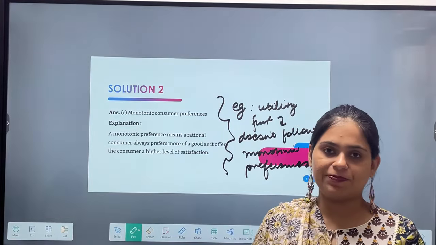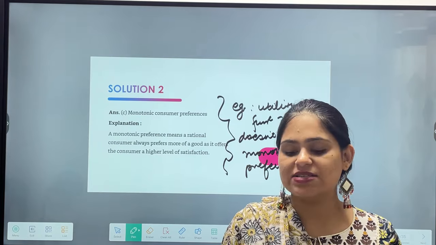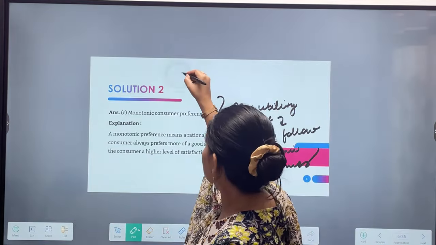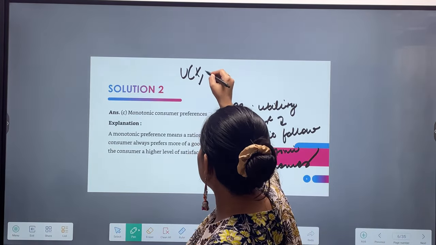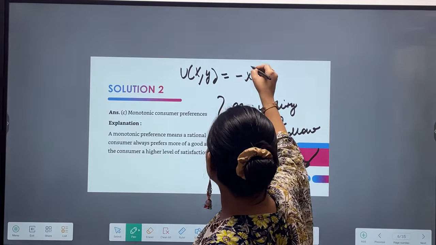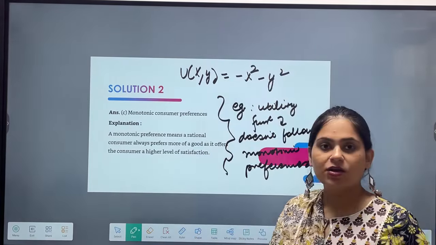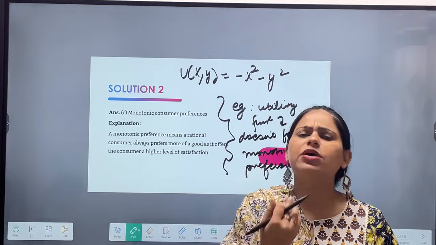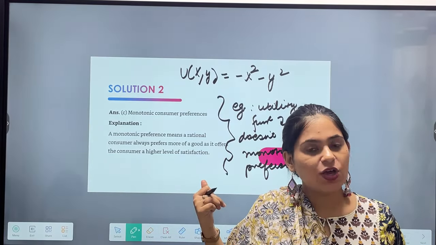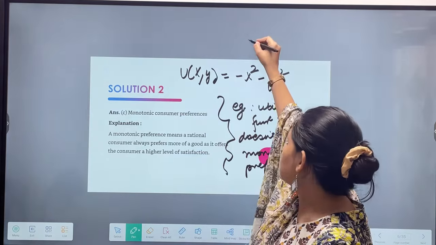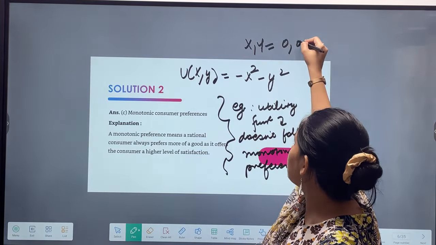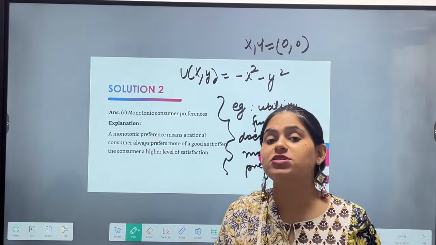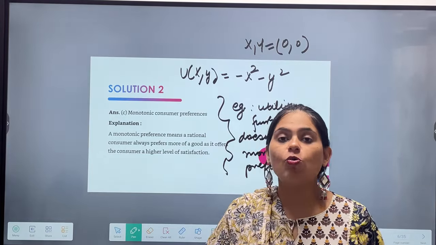One such example can be the example of bad goods, right? So if my utility function is like this, beta minus x square minus y square, so both x and y are bad goods for me. They are giving me negative utility. Any number of x and y you put, you will get negative utility. You will always prefer that your x and y should be 0, 0 over any positive number of x and y. So here monotonic preference is not being followed. You want less of the good instead of more of the good, right?